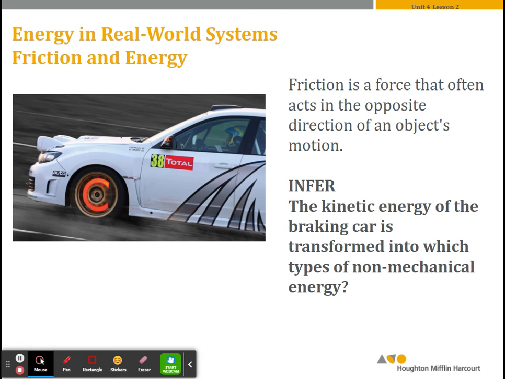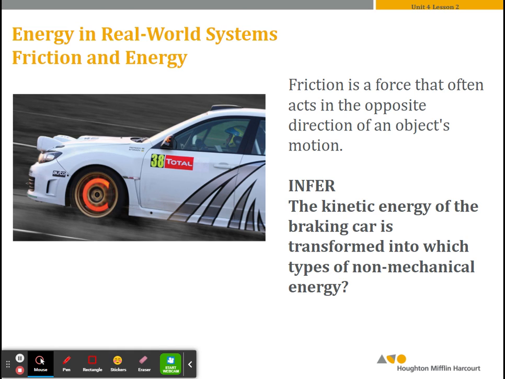Scientists recognize two types of friction. There's static friction, which is what keeps an object at rest, and kinetic friction, which is the force that slows down a moving object. In both cases, friction is a force. Static friction keeps an object at rest. Kinetic friction slows down a moving object. So it's a force that acts against the direction of motion.